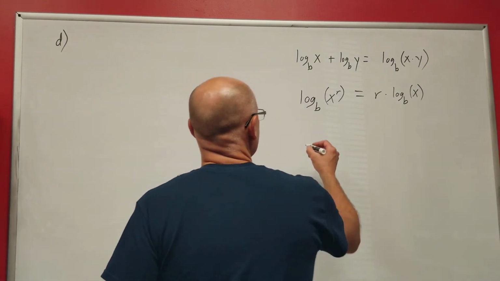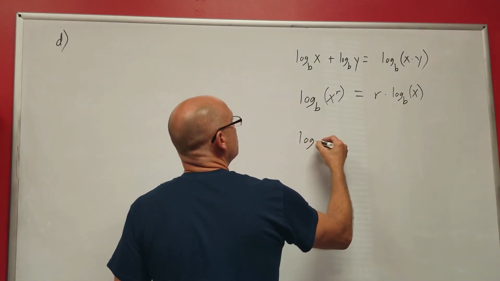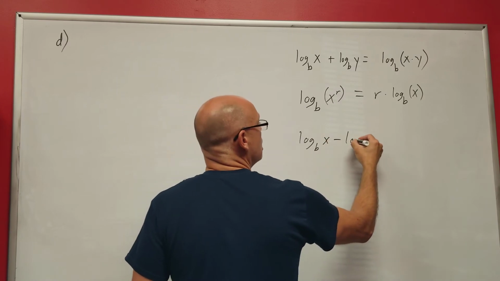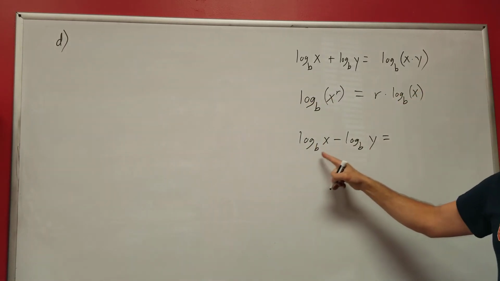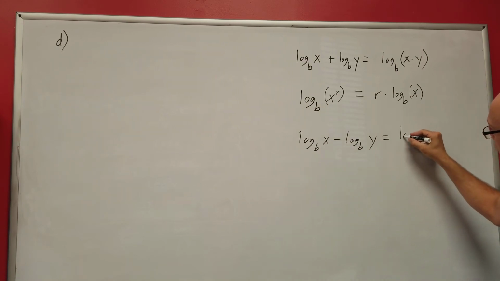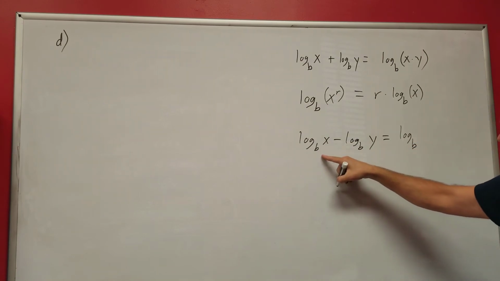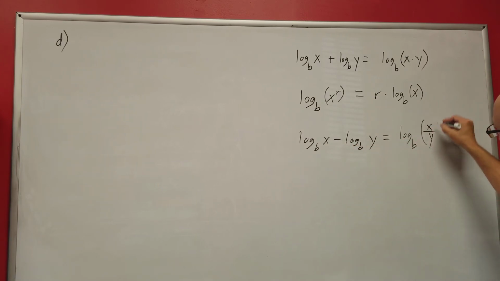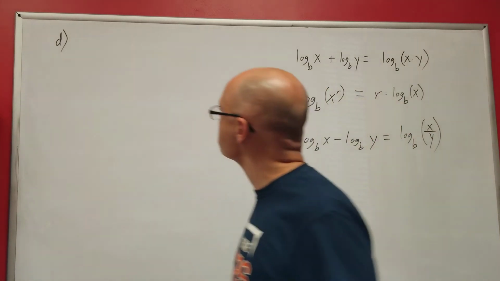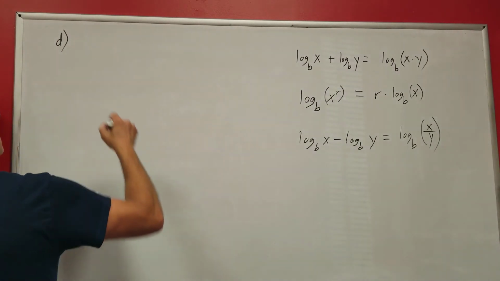All right, we also had this property. So what if I have the log base b of x minus the log base b of y? So if I have two logs being subtracted with the same base, I could rewrite that as a log with the same base of this argument over that one, x over y, like that. All right, we're going to use that here.